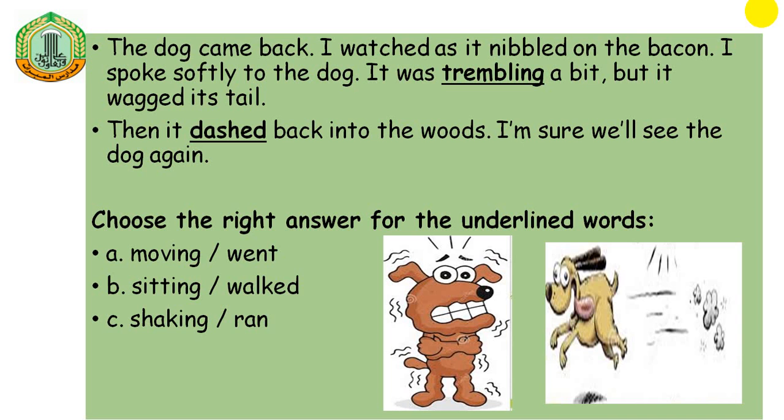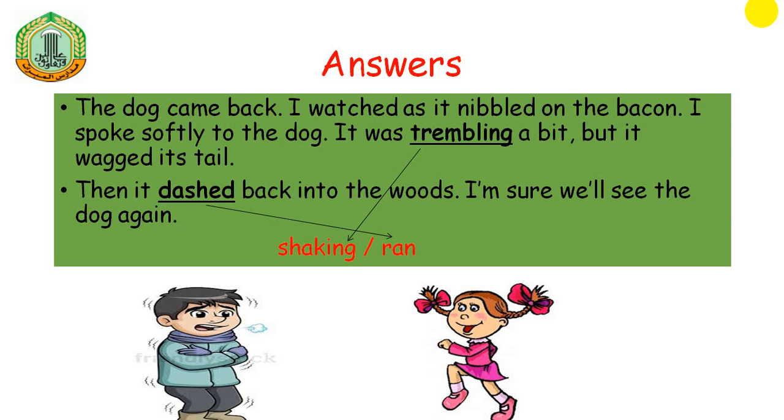So did you see we can put more than one word in one sentence? So let us see. Trembling here. What does that mean? You see the picture? The dog is trembling. And the second one, dashed back into the woods, means ran fast. So which one would you choose? A, B, or C? Excellent. So you got the answer. So trembling is shaking. Ran is dashed.